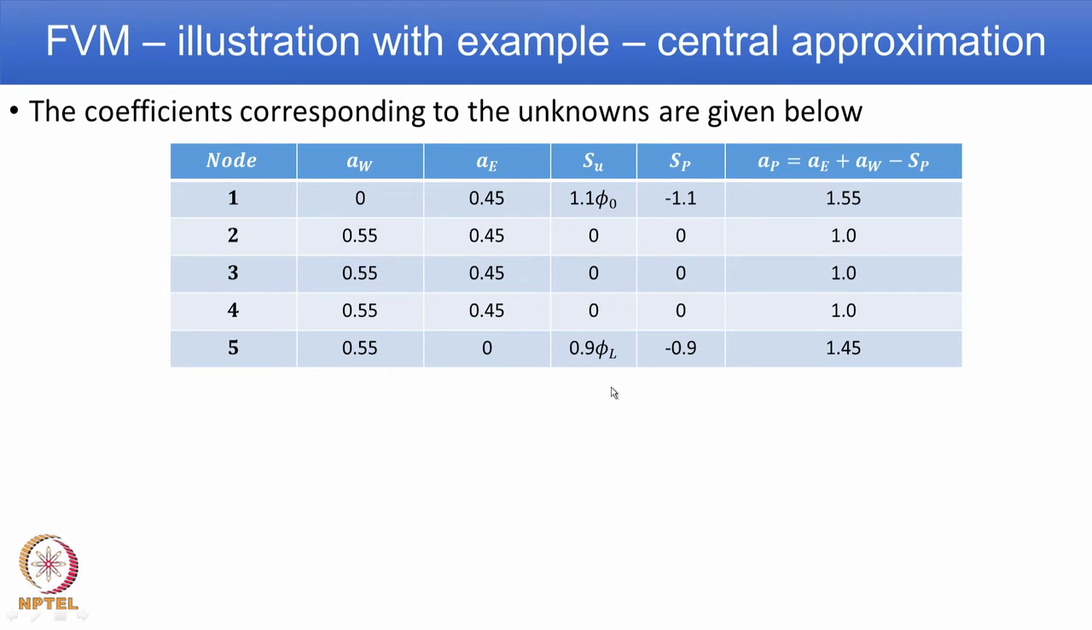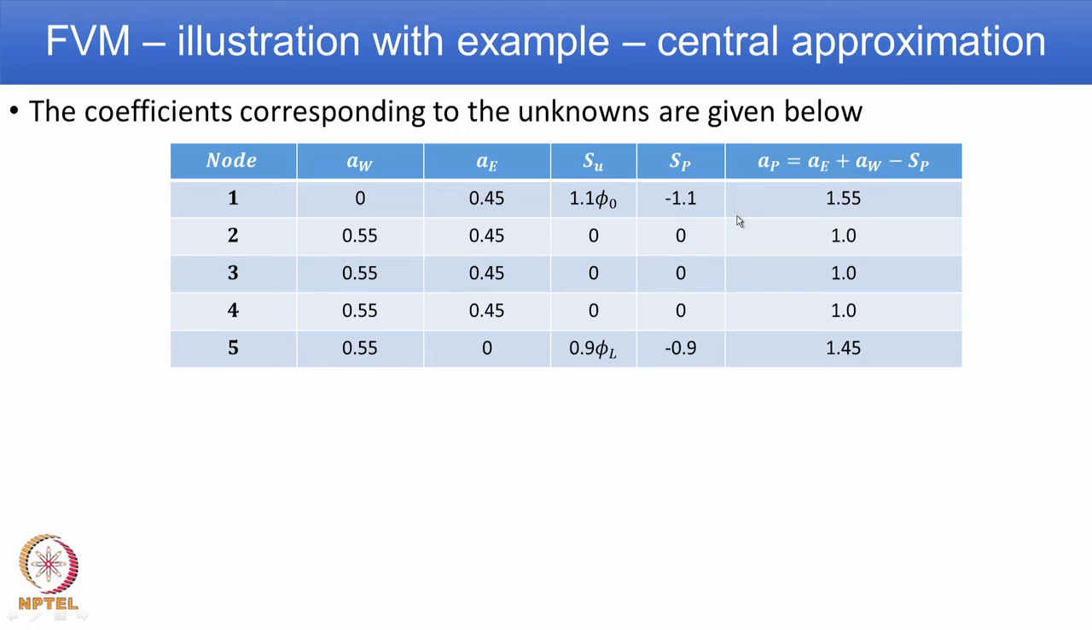You can observe immediately, for node 1 the left side is a boundary condition, hence AW is 0. Similarly, for node 5 the right side is a boundary condition and AE is 0. These are cross checking, and the boundary condition on the left side as well as on the right side appears as a source term, and that is also shown here. For all internal nodes for this particular problem there is no source, hence they go to 0, right.